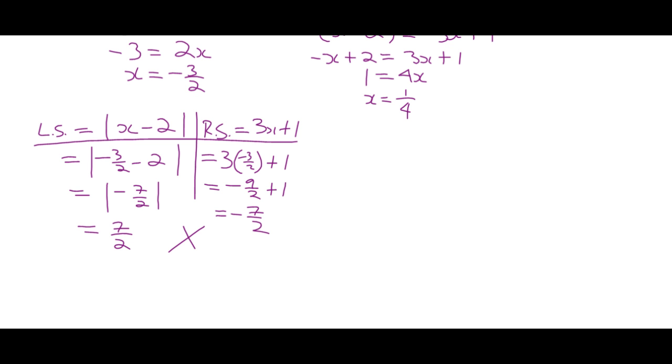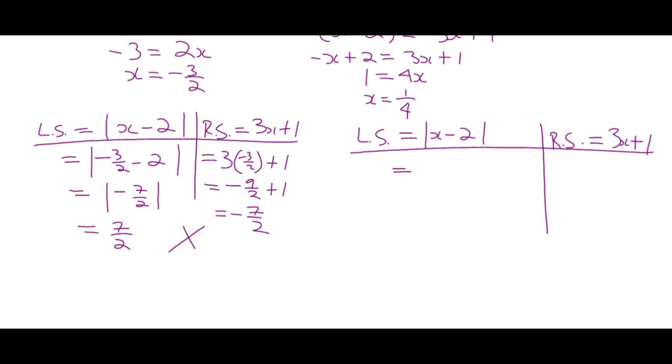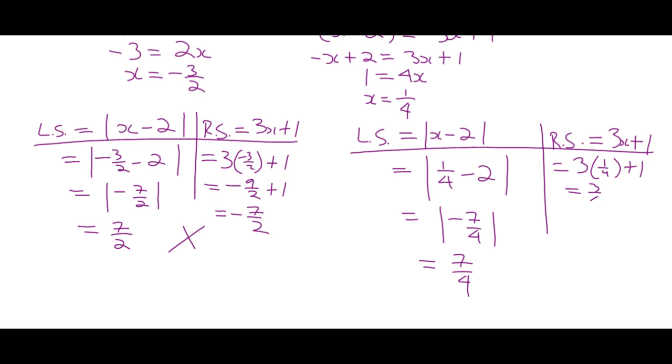Which shouldn't come as any surprise because we already suspected it shouldn't check because for case 1, x has to be greater than or equal to 2. And here, the left side is equal to the absolute value of x minus 2, and the right side is equal to 3x plus 1. So 1/4 minus 2. That's 1/4 minus 8/4, which is negative 7/4. The absolute value of that is 7 over 4. The right side is 3 times 1/4 plus 1, which is 3/4 plus 4/4, or 7/4, so that works. All nice and algebraic-like, right?